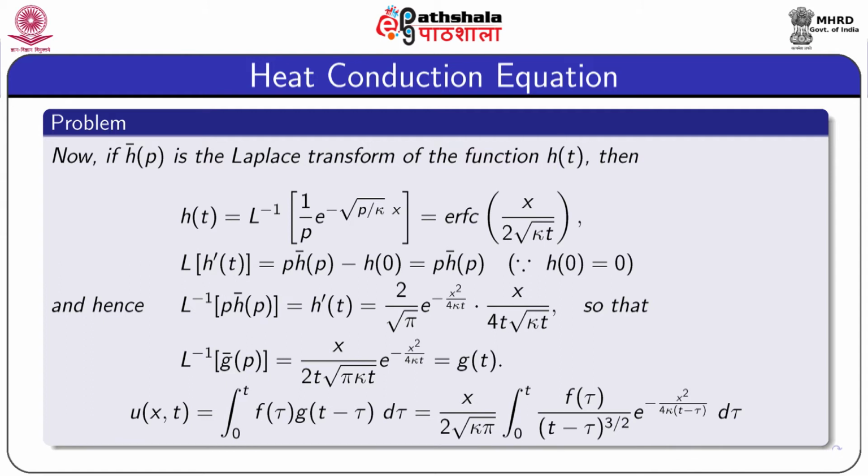Now, we apply the convolution theorem to find the value of u, as u is equal to integration 0 to t f tau g t minus tau d tau, and we know the expression for f tau and g t minus tau. So, if we substitute these values, we get the expression which is written here. So, this is our required solution.